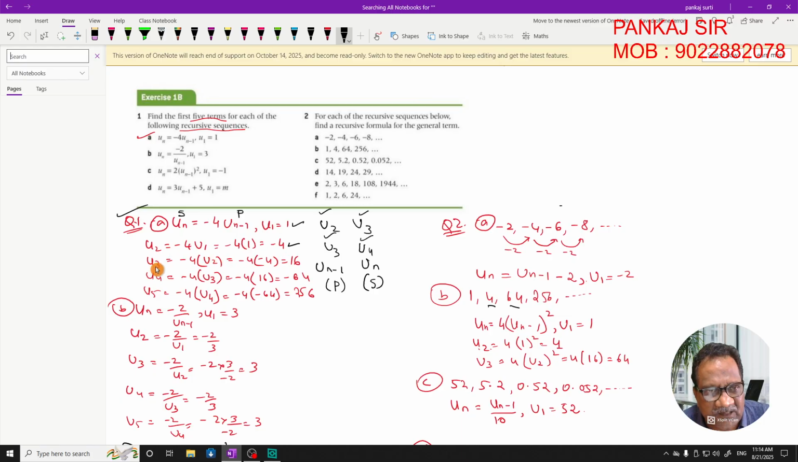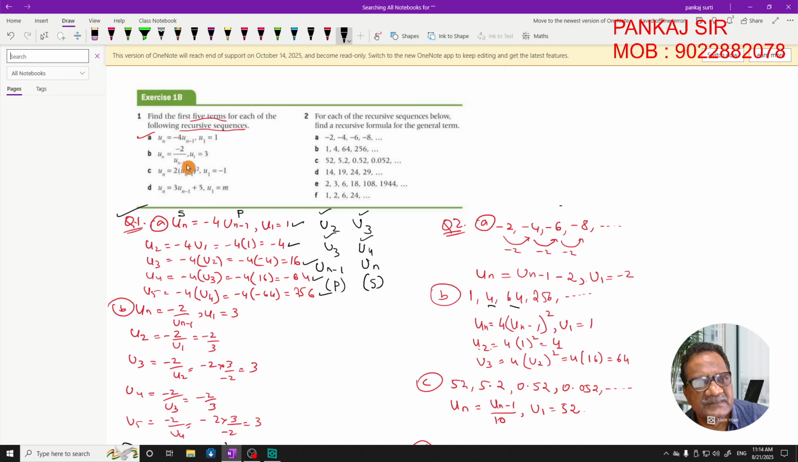Now u3, the third term, if you want to find out the third term, it will be minus 4 times the second term. So it will be minus 4 times minus 4, which works out to 16. u4 will be minus 4 times the third term, u3. Minus 4 times 16 is minus 64. And the fifth term will be minus 4 times the fourth term. It will be minus 4 times minus 64 equal to 256. So the 5 terms for the first, that is the 1A, are 1, minus 4, 16, minus 64 and 256.